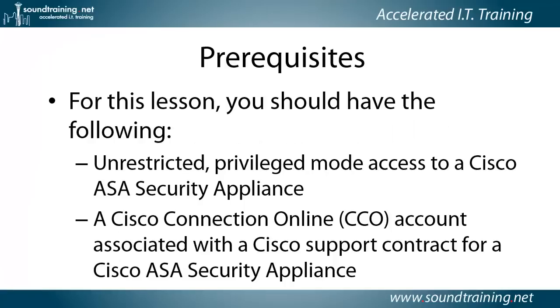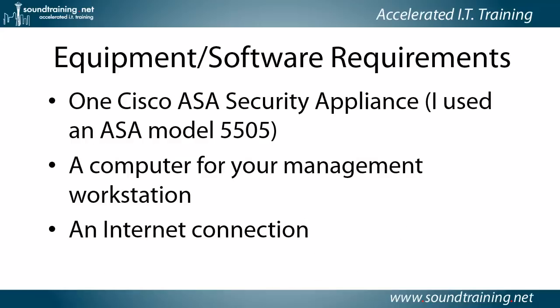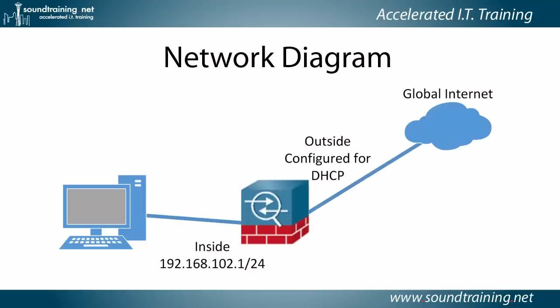Here are the prerequisites. In order to do this lesson, you should have the following: unrestricted privilege mode access to a Cisco ASA security appliance, a Cisco Connection Online CCO account associated with a Cisco support contract for an ASA security appliance that allows you to connect to the Cisco website and download the software. And you'll need one Cisco ASA security appliance. I used an ASA model 5505, but the procedures are basically the same for any of the Cisco ASA line of security appliances. Also, a computer for your management workstation and an internet connection.